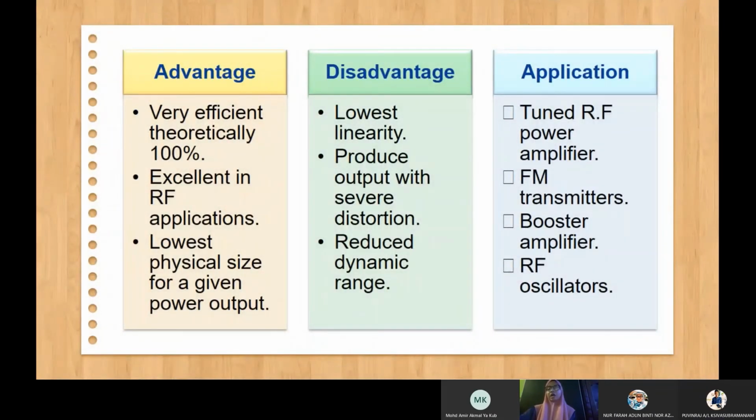Alright, for the advantage of the Class C amplifier, it is very efficient, theoretically 100%, and excellent in RF application. For the disadvantage, it has the lowest linearity and produces output with severe distortion, and also a reduced dynamic range. For the application, the Class C amplifier is used in tuned RF power amplifiers, FM transmitters, booster amplifiers, and also RF oscillators. That's all from me.